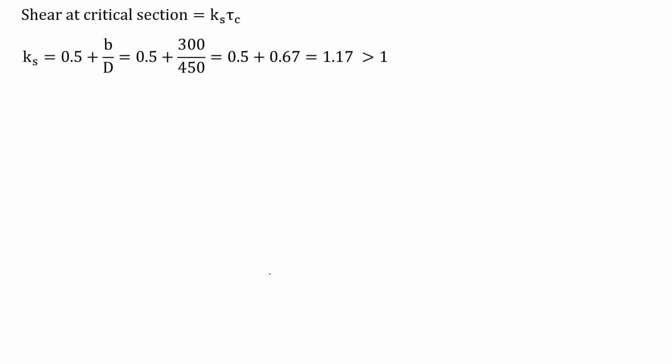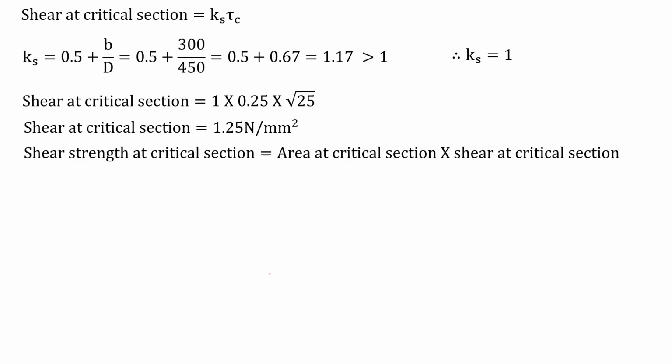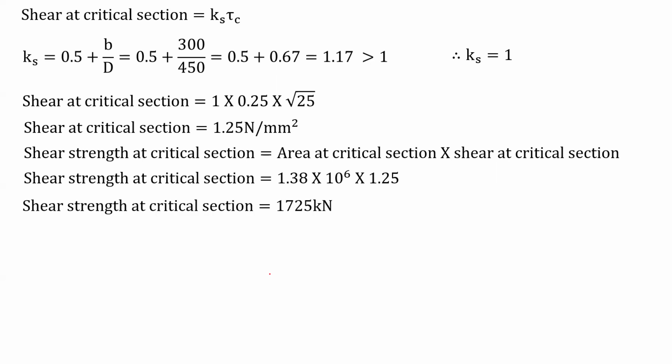Then we know we have to find shear at critical section, same formula, greater than 1. So consider 1. Shear at critical section we have 0.25 root FCK. So we have 1.25 Newton per mm square. Then shear strength at critical section: area 1.38 into 10 raised to 6, because that is meter square converted into millimeter square, into 1.25. So 1725 kilonewton is the shear strength at critical section.